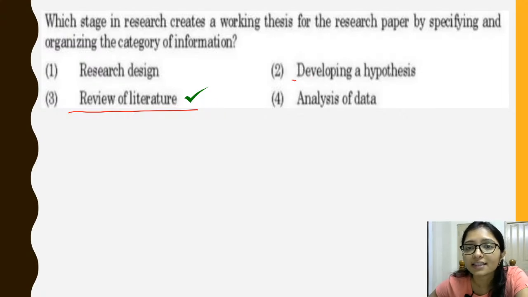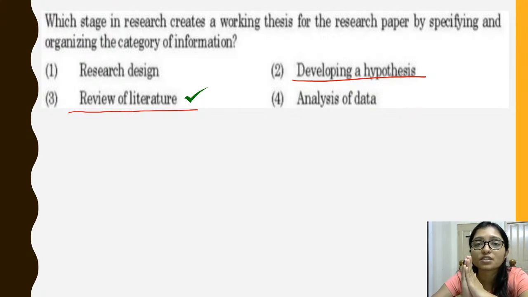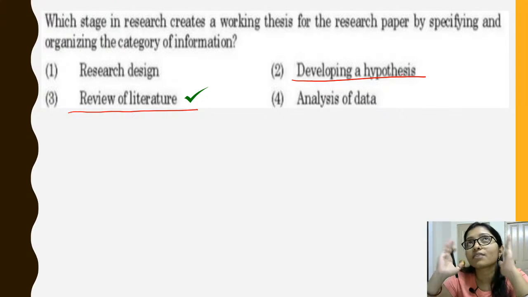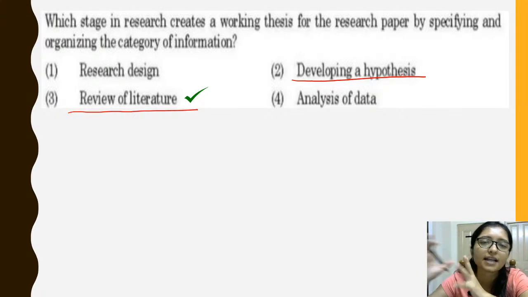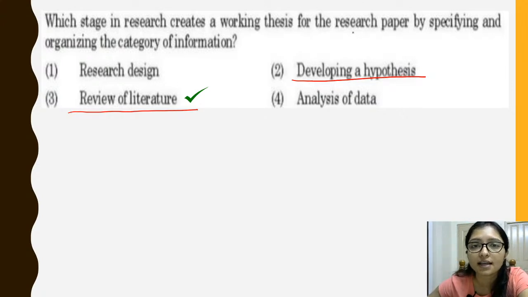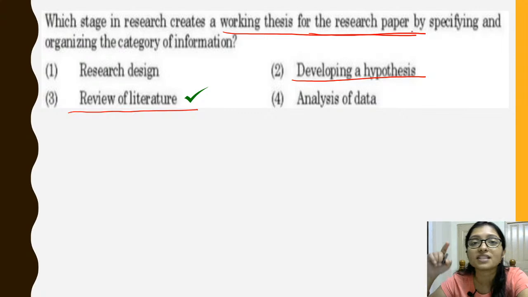You are saying it is developing hypothesis. How are you saying that? Hypothesis means that, as per your assumption, you are giving some idea that after this, a certain result can happen. That is not your research. The question is asking about the working thesis for the research paper. Research paper means you are reviewing the literature of others.